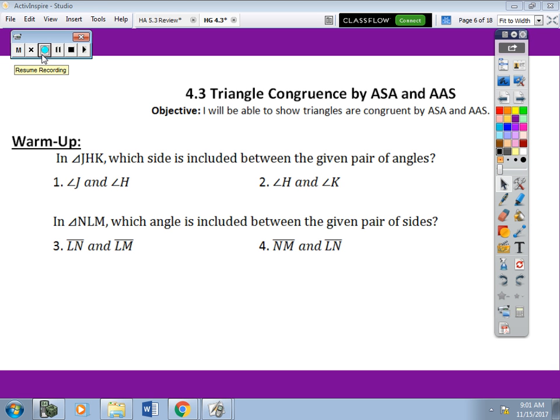So today we're going to learn two additional shortcut theorems: the angle side angle and the angle angle side. And then we're going to mix all of them together and have to determine which one we have.